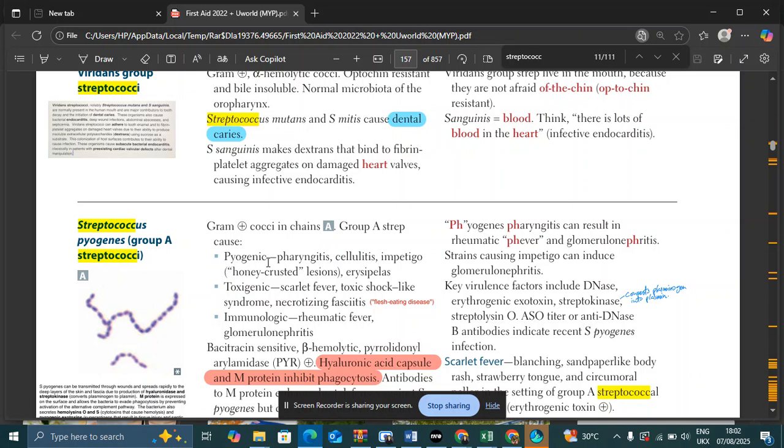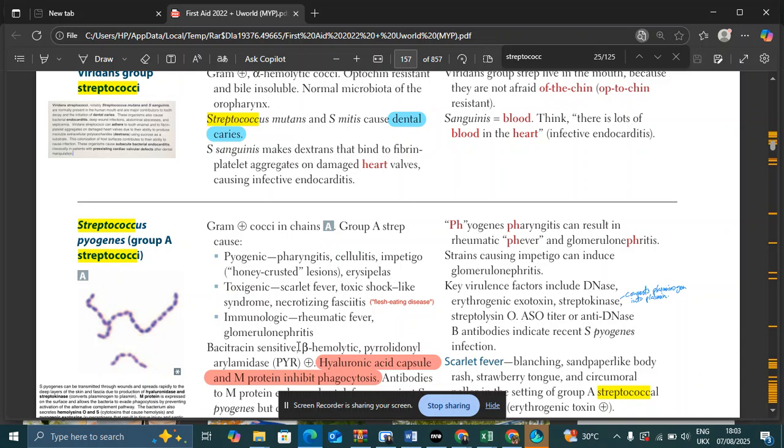Usually, the pyogenic type, which causes pharyngitis, can lead to rheumatic fever after 2 to 4 weeks. But rheumatic fever cannot happen after skin infections like cellulitis, impetigo, or erysipelas. Okay, but it can lead to glomerulonephritis both after pharyngitis or skin infections. So in simple words, just remember that rheumatic fever usually happens after pharyngitis, and glomerulonephritis can happen after both pharyngitis and skin infections, which is important to remember.